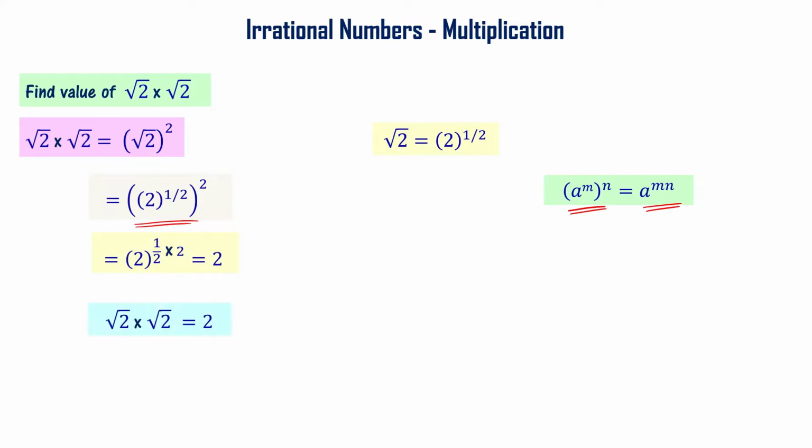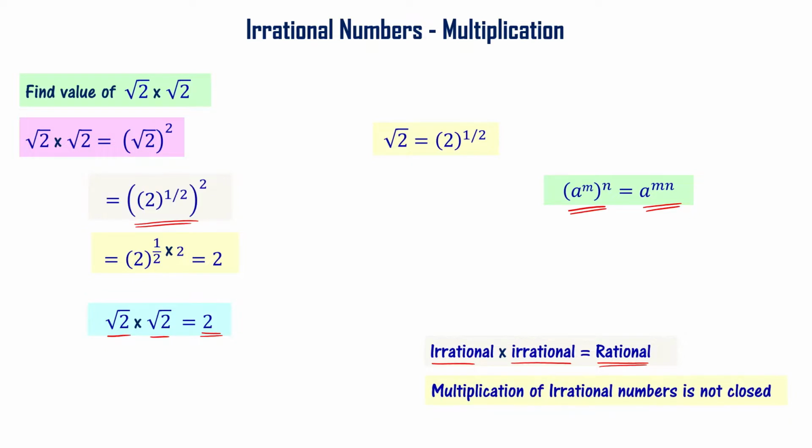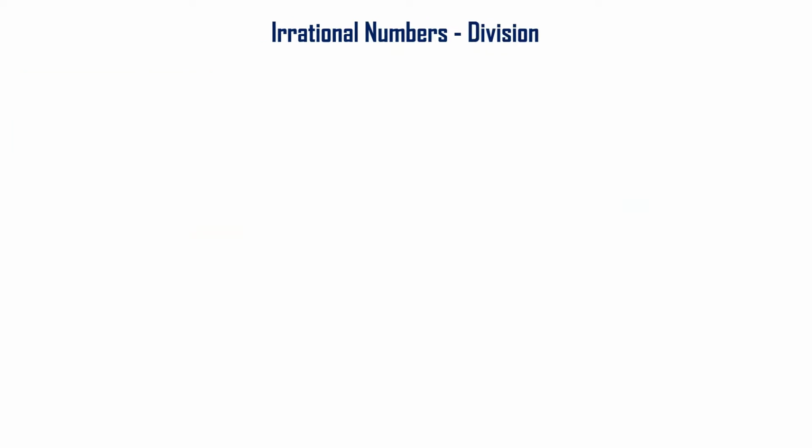Now you see, I have multiplied two irrational numbers. What I got is a rational number, right? For that reason, now I can say that irrational number times irrational number can give you sometimes rational number. That's why multiplication of irrational numbers is also not closed. Understood? Now let's look at division problem.